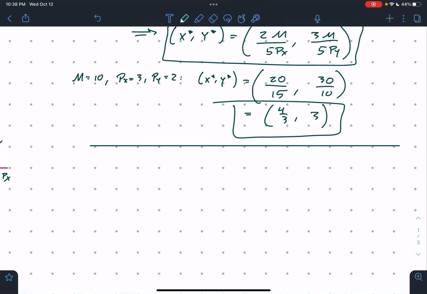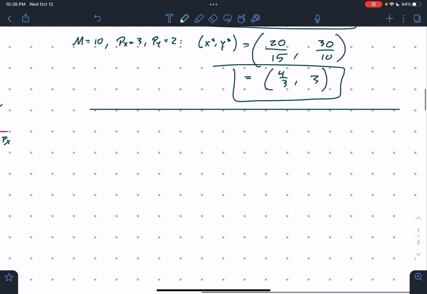All right, so back where we left off, we found the optimal demand for X and Y at a given level of prices and income level. Now what we want to do is have M equal to 10, PY equal to 2, and then we want to vary PX. And we want to solve for the optimal demand of X, or the optimal consumption of X.